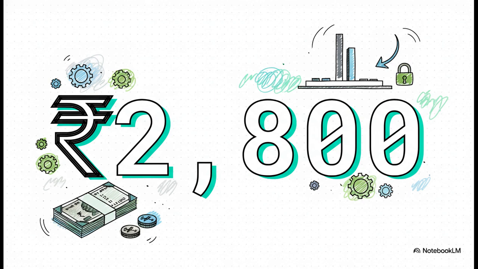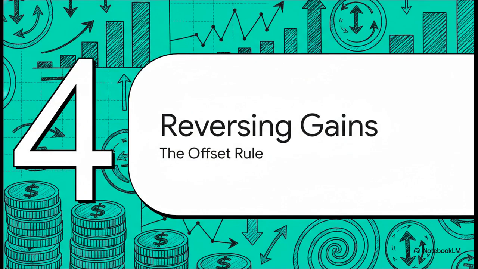This specific number is the key that's going to unlock how we handle everything that happens next. But accounting is never quite that simple, is it? Now we get to a bit of a twist. Markets are volatile. What goes down can definitely come back up. So what happens if the currency suddenly swings back in your favor?